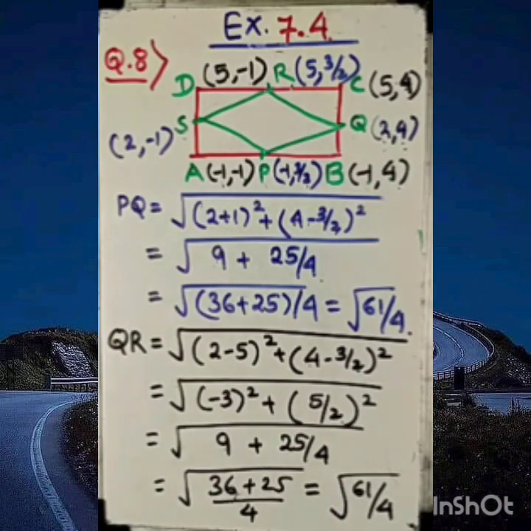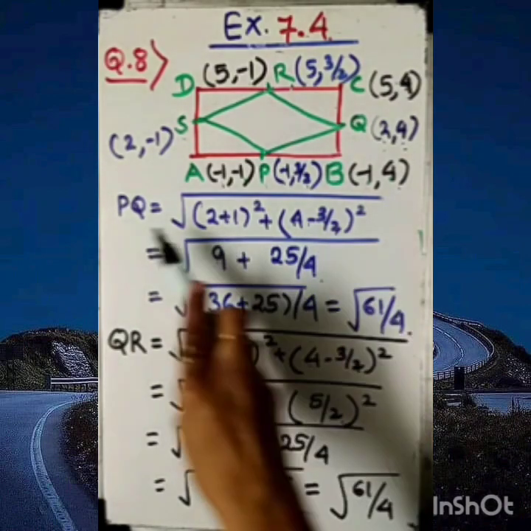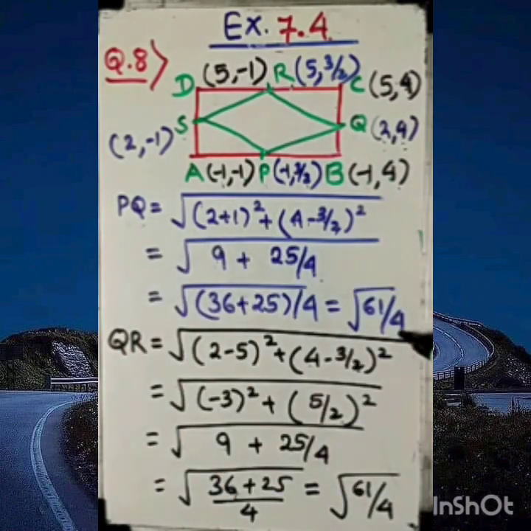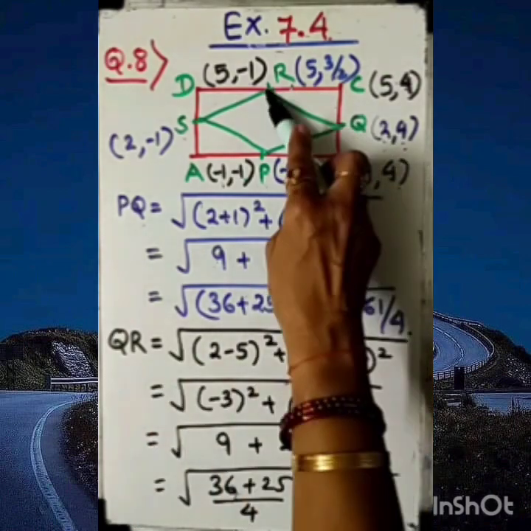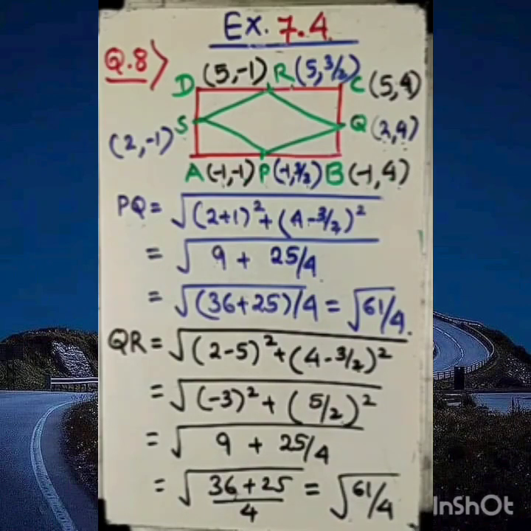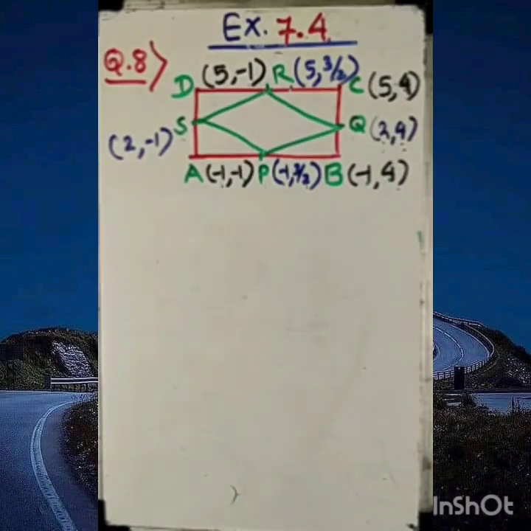So my dear student, one thing is clear. The first side, that is PQ, is under root 61 by 4. The value of QR, another side, is also coming under root 61 by 4. But let's work out on SR now. So my dear student, here now we are finding SR.